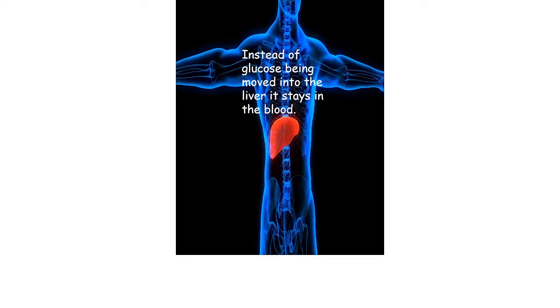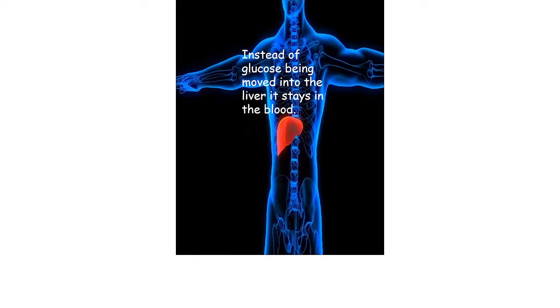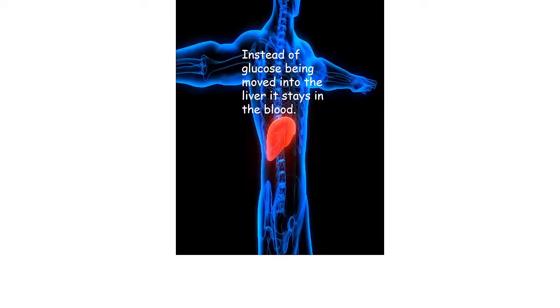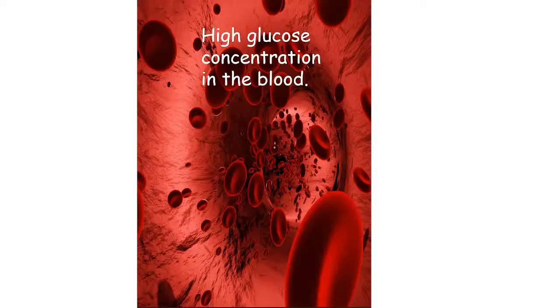Now why this is dangerous is if the glucose just stays inside your blood, then you're going to be in real danger. It's very dangerous. You could end up in a coma. Basically, you've got no glucose in your cells, so you can't do aerobic respiration, so you can't make energy, so organs can fail, all types of bad things can happen. So you're going to end up with a high glucose concentration in the blood, which is dangerous.